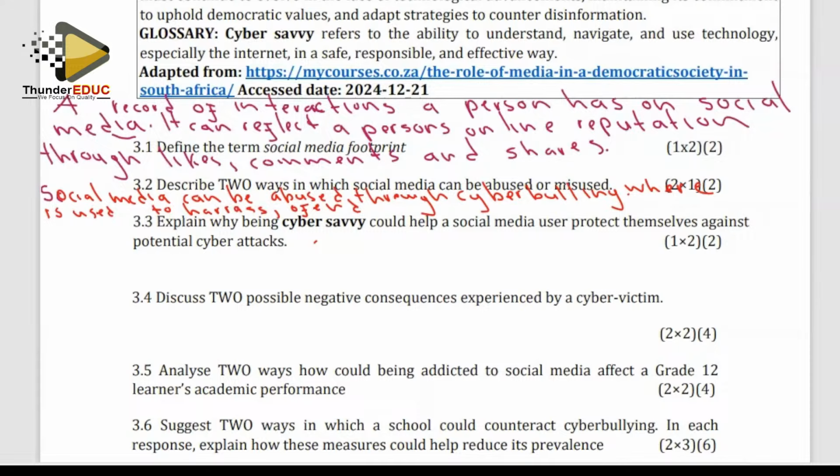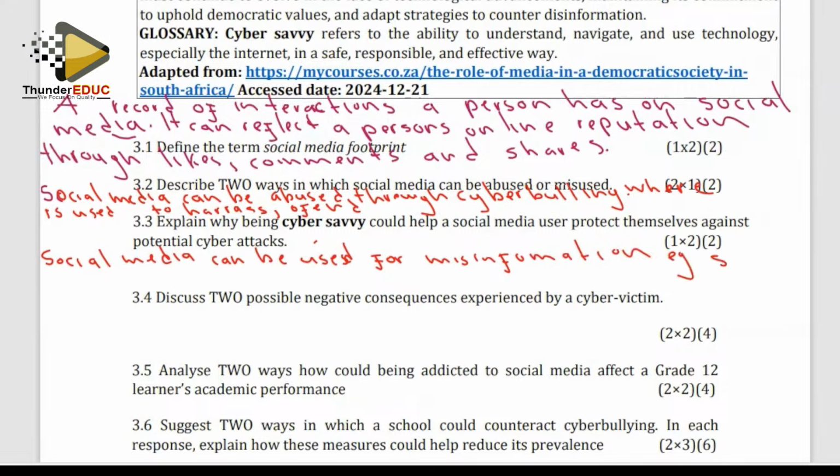So the second, they need another way. The second way in which social media can be used to spread misinformation. It can be used for misinformation, sharing fake news and fake content. So these are the two ways in which social media can be abused or misused.